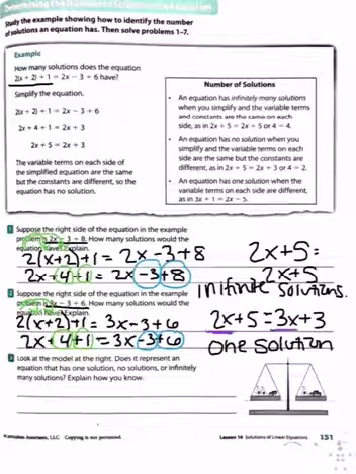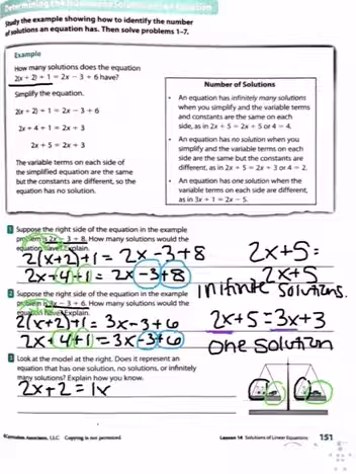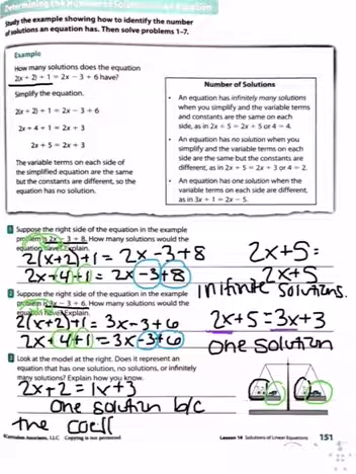Problem 3. Look at the model at the right. Does it represent an equation that has one solution, no solutions, or infinitely many solutions? Explain how you know. So instead of the model, I'm going to write an equation. So I'm going to have 2x plus 2 equals 1x plus 3. I know that I'm going to have one solution because the coefficients are different.